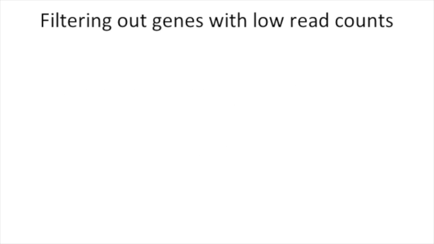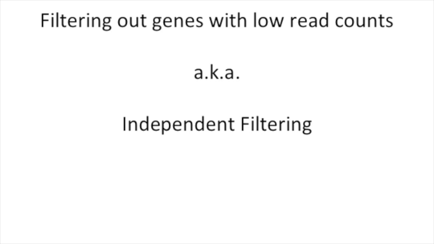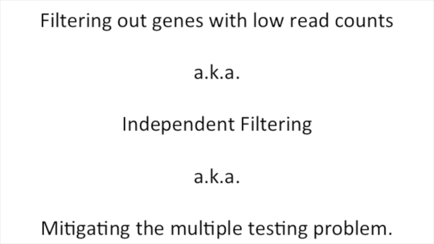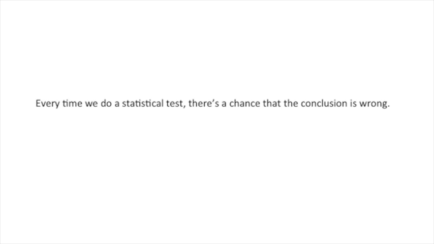Today we're doing part 2 of our in-depth analysis of how edgeR and DESeq2 work. Specifically, we're going to talk about filtering out genes with low read counts, aka independent filtering, aka mitigating the multiple testing problem. Every time we do a statistical test, there's a chance that the conclusion is wrong.